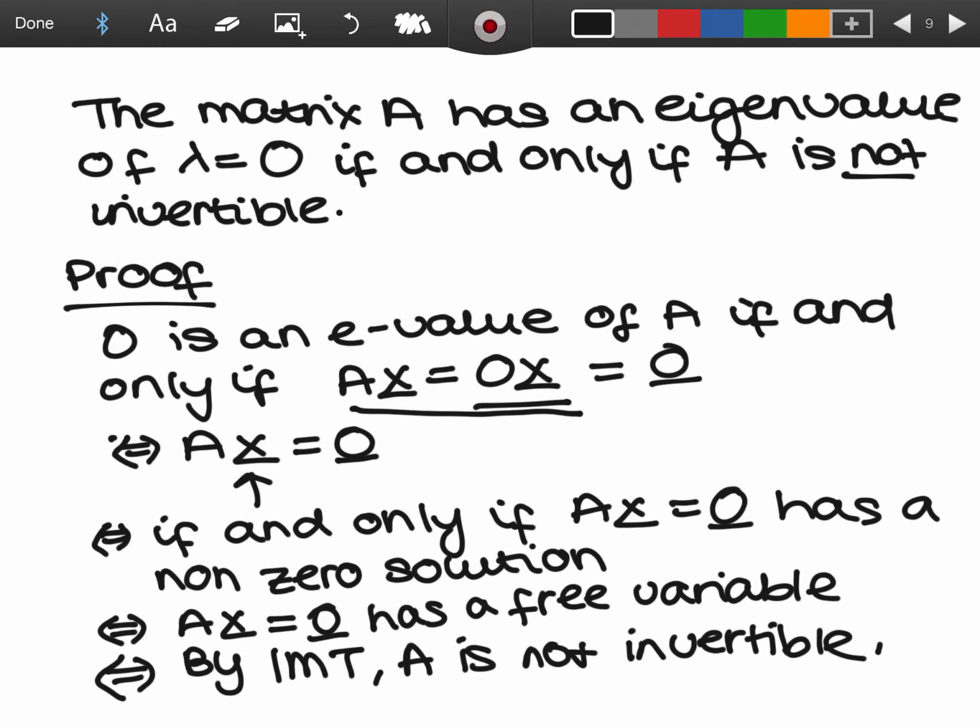So these are actually double arrows here. So we know that 0 is an eigenvalue of A if and only if A is not invertible. So if A is invertible, we know that it cannot have a 0 eigenvalue. Okay, it works both ways. And that is the end of that proof.